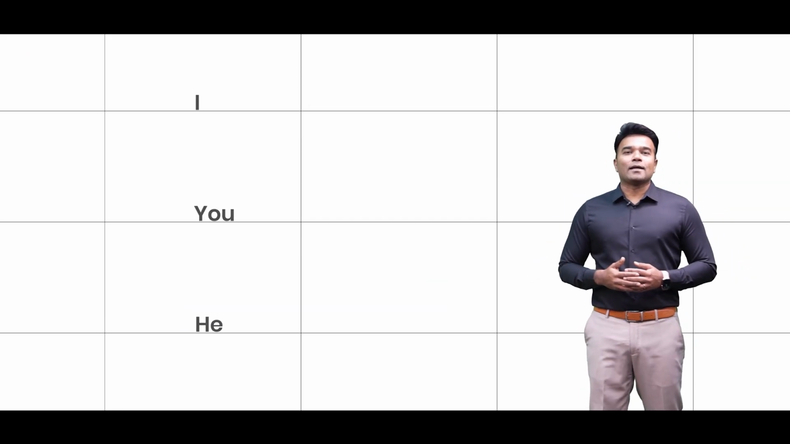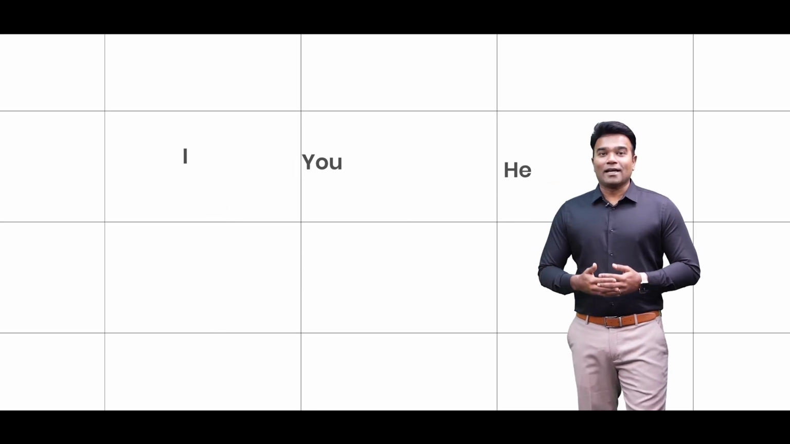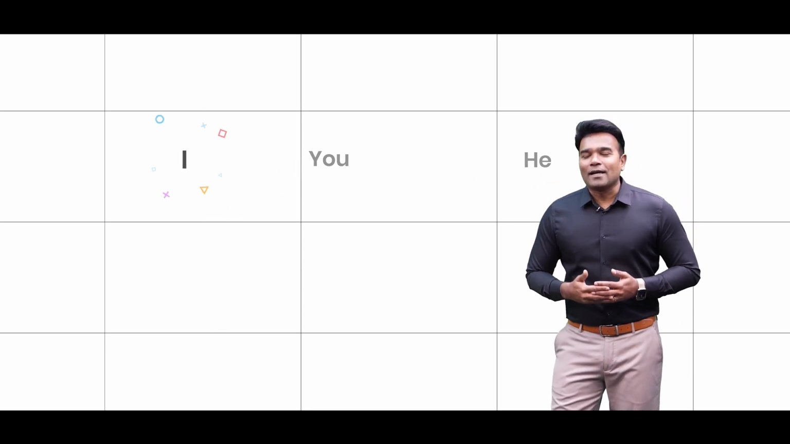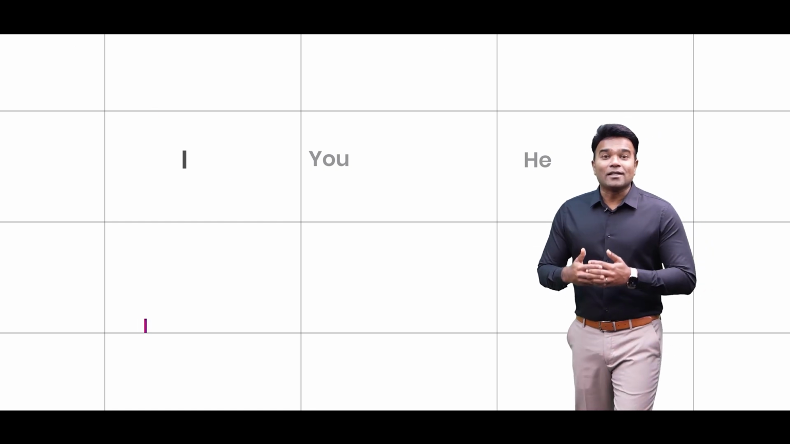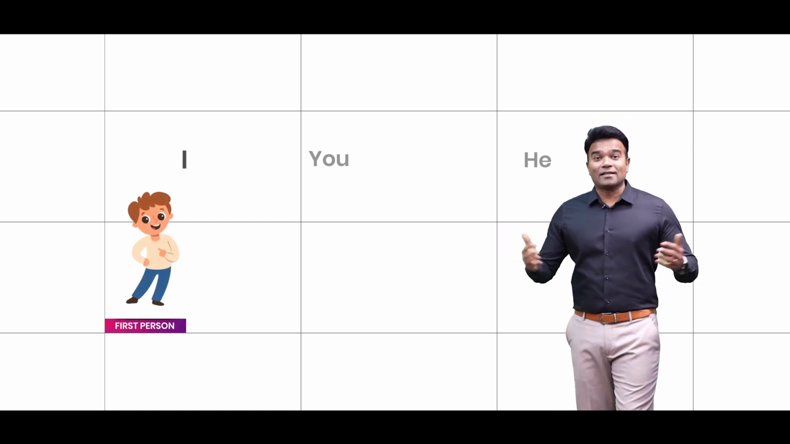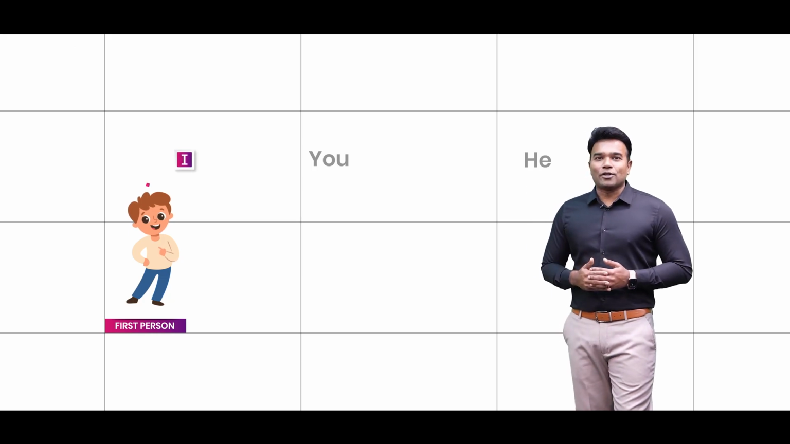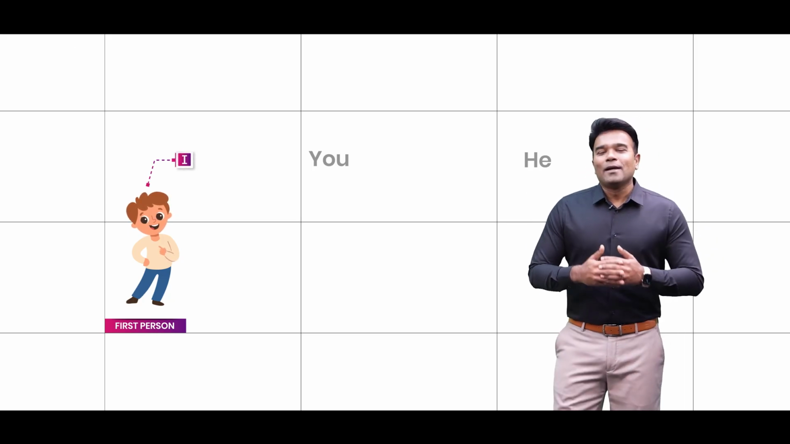Have a look at these three words in English: I, you, and he. Let me tell you that in English, if you are going to use the word I in a sentence, then it means that the sentence is a first person sentence. After all, you are referring to yourself by saying I, which means the sentence is in first person.